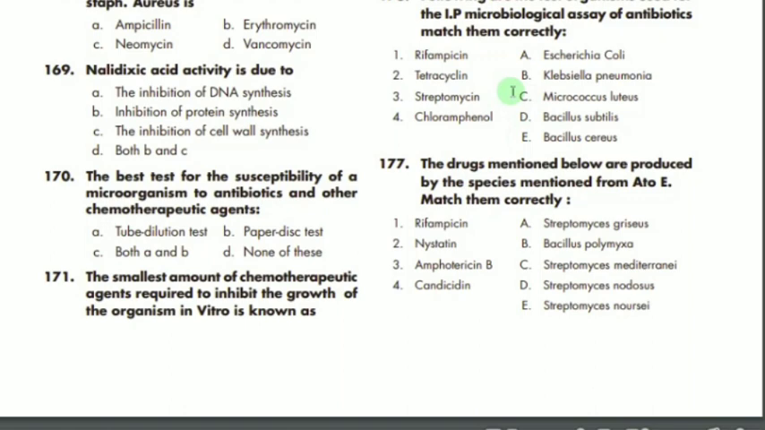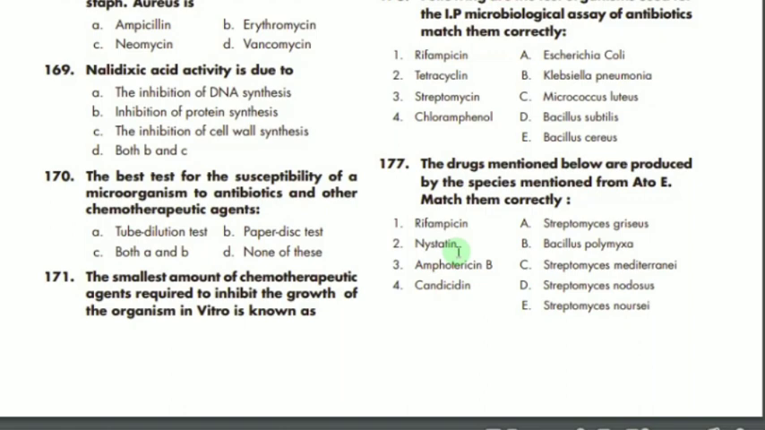Then we have 177 MCQ, which says that the drugs mentioned below are produced by the species mentioned from A to E. Match them correctly. These are the drugs, and these are the organisms that produce them. We have to correctly match them. For example, the first point is rifampicin. Remember, rifampicin is mostly produced from Streptomyces mediterranei. So for 1, C is the correct option.